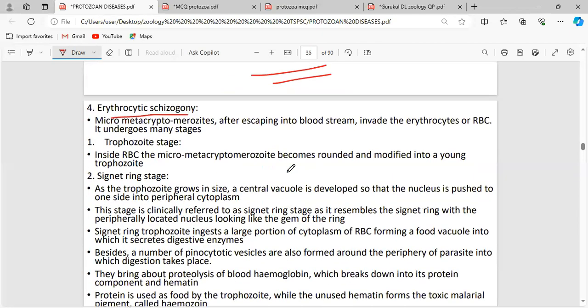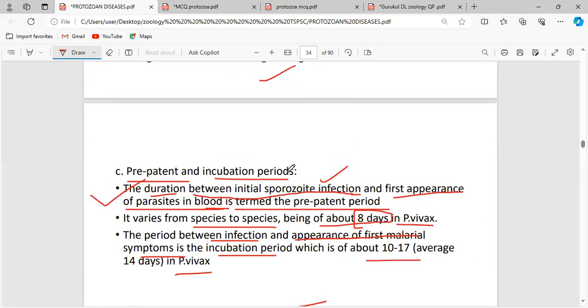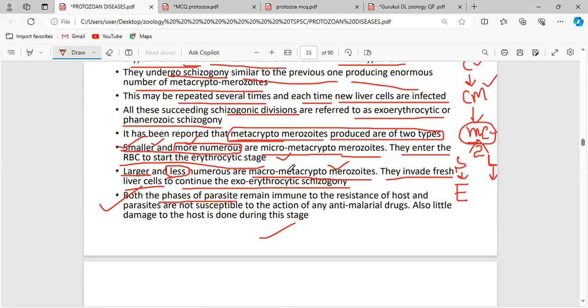And what is the name of the merozoites that will enter into the erythrocytic schizogony?